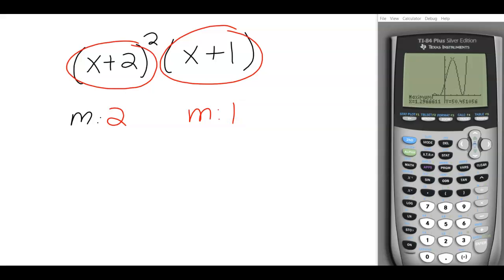Now, what's the importance of that? What if a factor has a multiplicity of 2? What does that mean about the graph? Yeah. So what would the x-intercept be from this factor? -2, which means when you came to that x-intercept, the graph would bounce off of it, right?